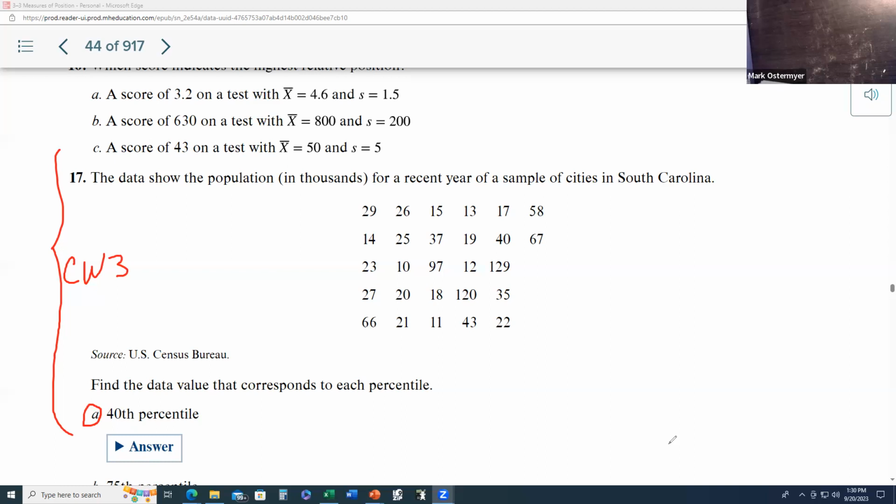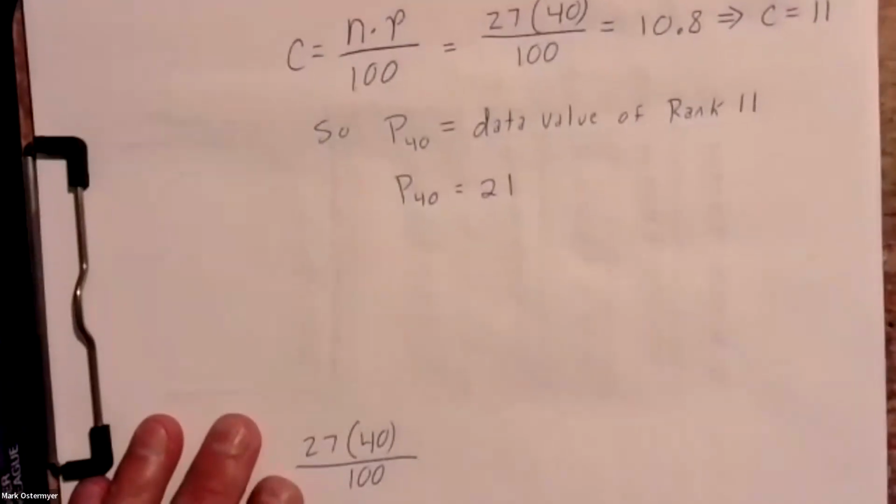All right, how are we doing out there? Put all the data in the list in your calculator and sort it in ascending order. And then, ladies and gentlemen, you're going to have to use this formula that's in our PowerPoint.